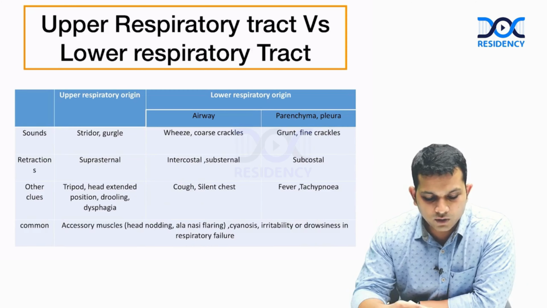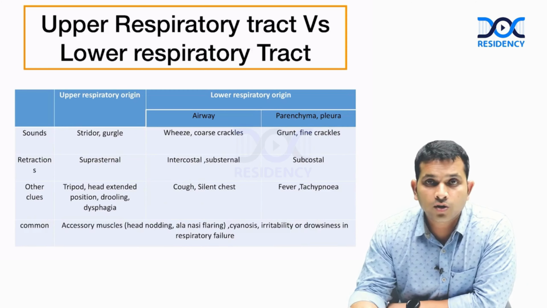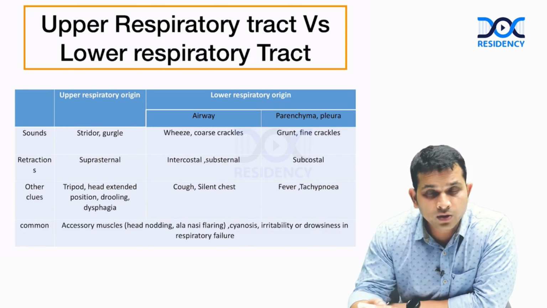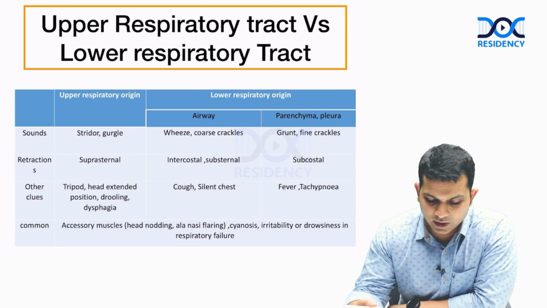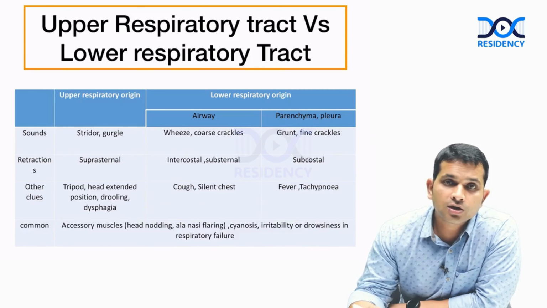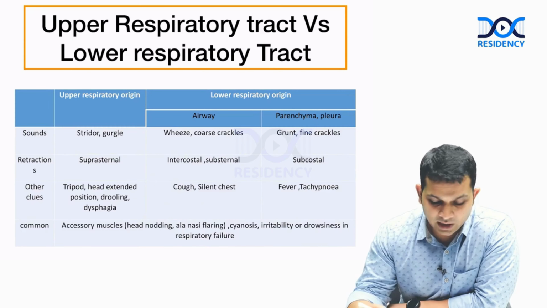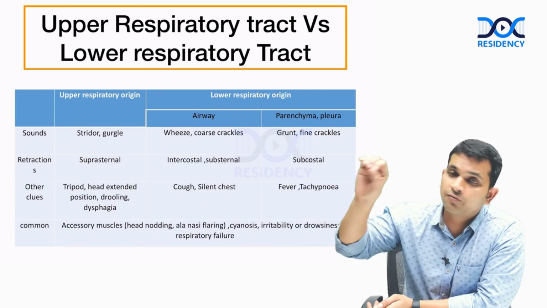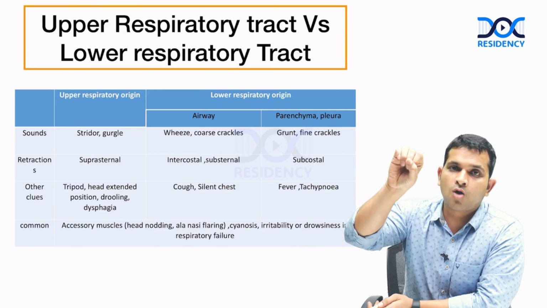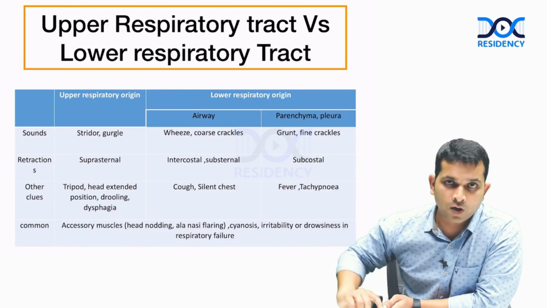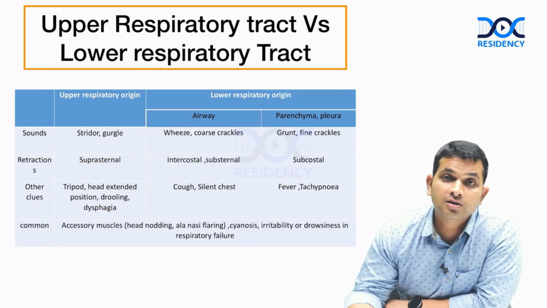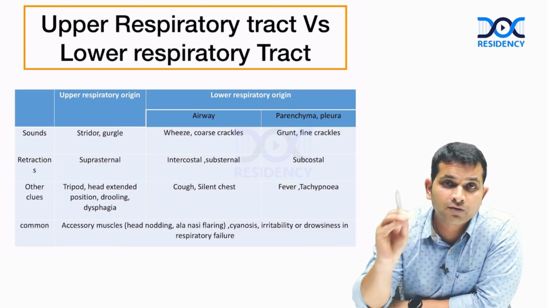So when we talk about the sounds related to the upper and lower respiratory tract, in the upper respiratory tract we see stridor and gurgles, which are most of the time conducted sounds. Then we have lower respiratory origin, which can be airway or parenchyma. In airway, we see wheeze. Wheeze is seen in asthma, where the airways become smaller, so we are not able to breathe out properly and we make the wheeze sound. And in parenchyma, we have grunts and fine crackles, which come exactly from the parenchyma.